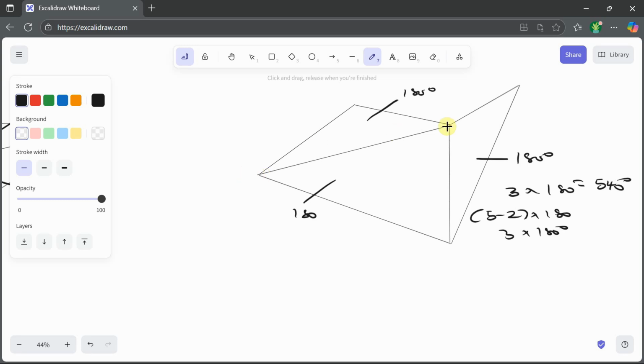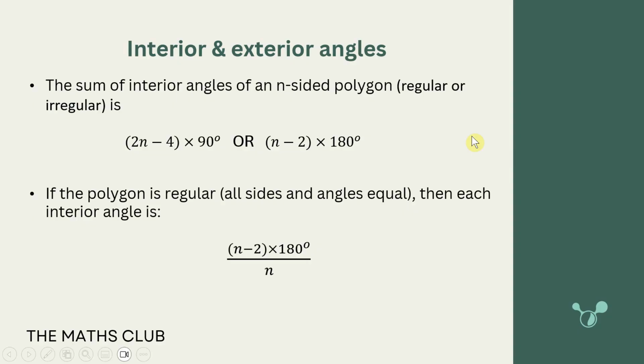Divide it into clear triangles. Make sure that no lines cross any of the existing triangles that you've created. And by the time you add the sum of all the 180 degrees, it will give you the sum of angles in that polygon. So we now say that if the polygon is regular, that means all sides and angles are equal. We've established that before. Then each of those interior angles is just this divided by n, or this divided by n. I prefer to use that one because I feel like it's very simple.